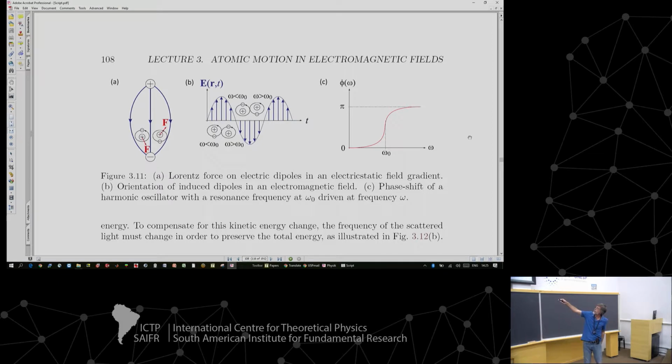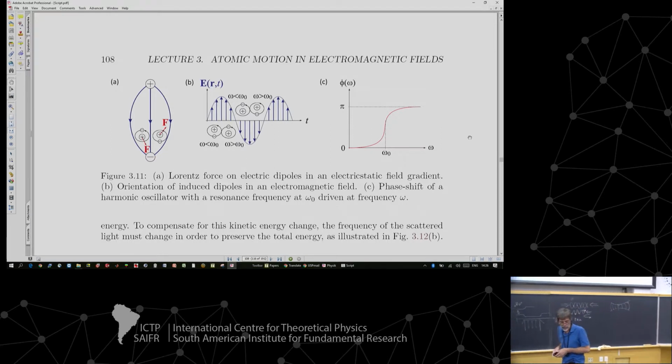So if this field weren't a plane wave, but had a spatial intensity distribution, the atoms below resonance are attracted towards the field maximum. This is below resonance, these two cases, and above resonance would be this and this case here. Then it's in antiphase because the harmonic oscillator simply does not have time to follow the electromagnetic field so quickly, and it feels the contrary force.